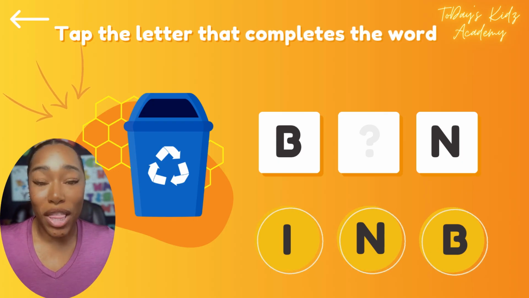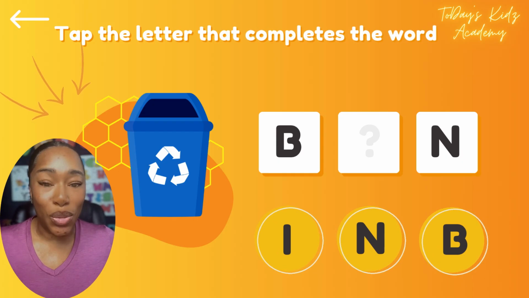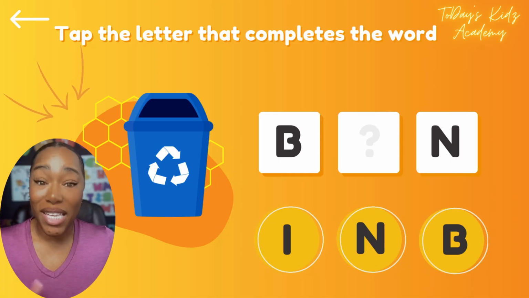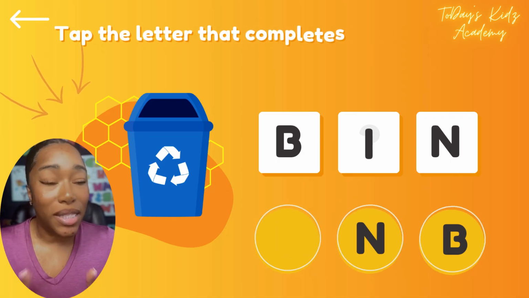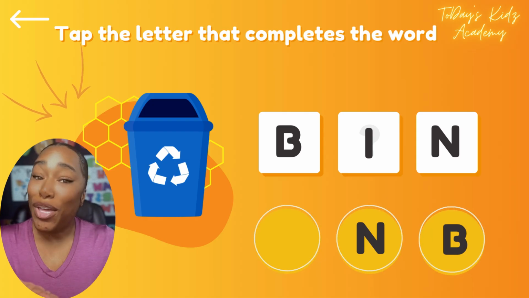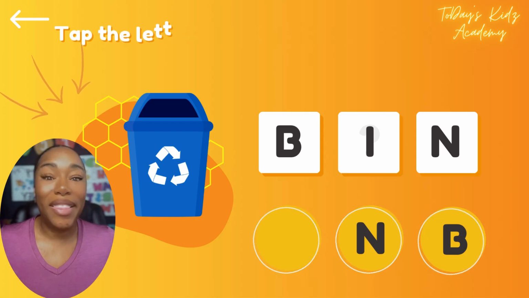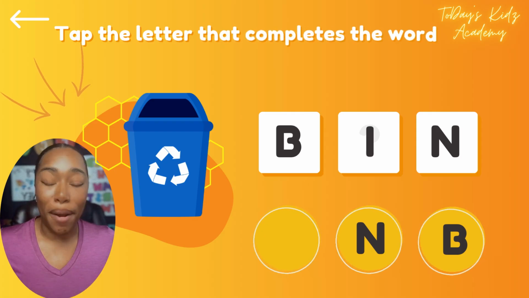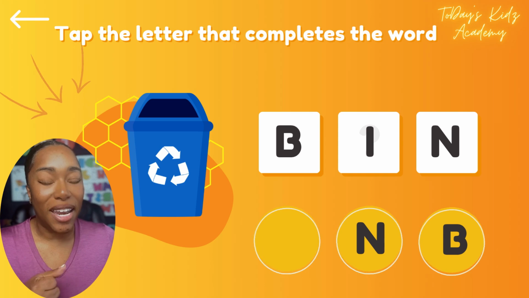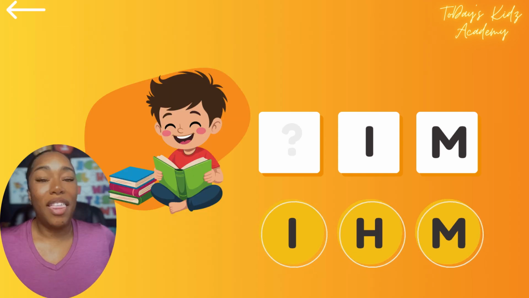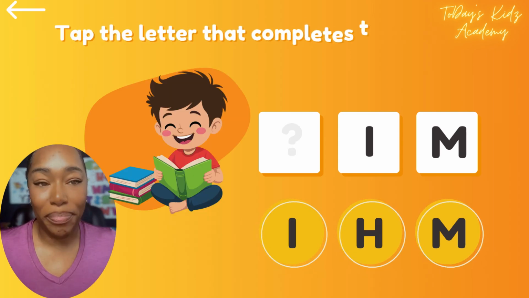This word is bin. Tap the letter on the screen if you know which one is missing in bin. This is a recycle bin. If you picked the letter I, you're right. Now let's spell bin together. B-I-N. Bin.